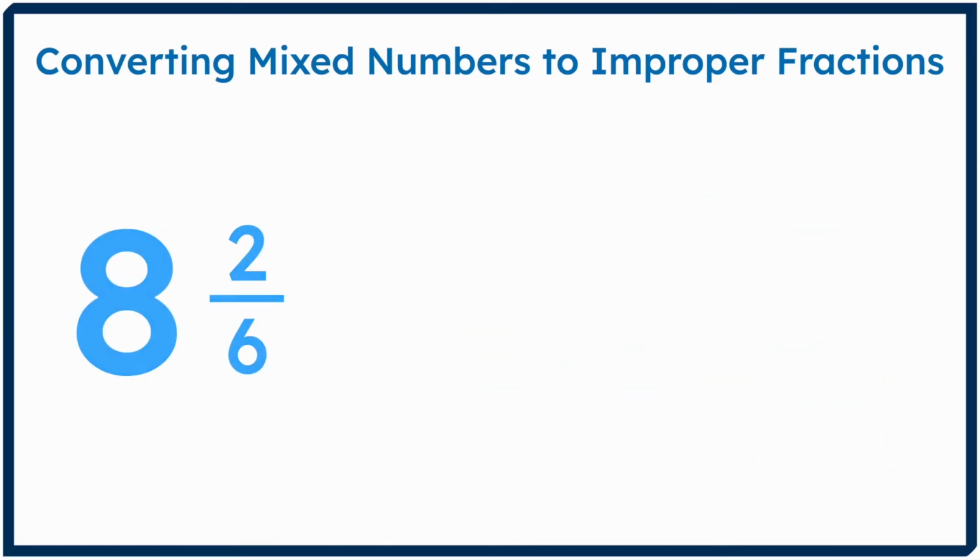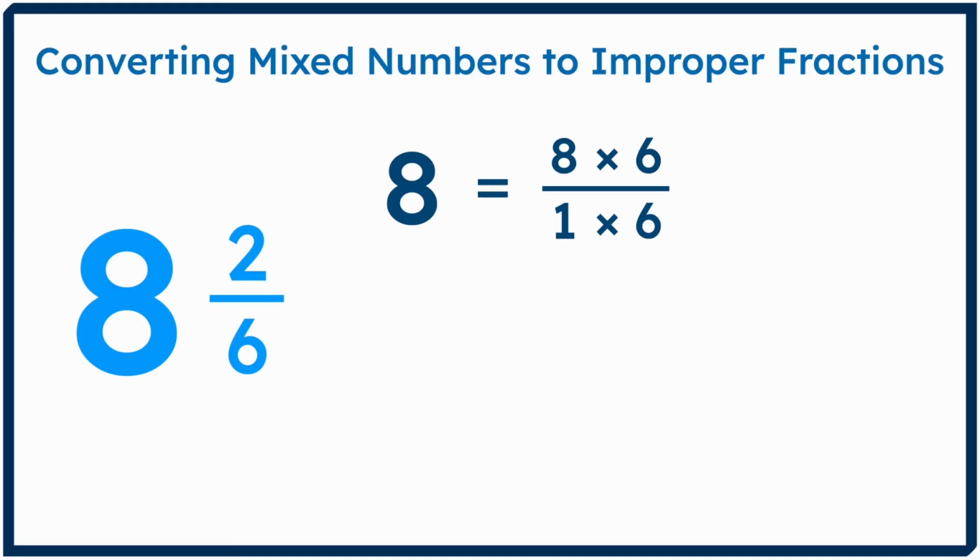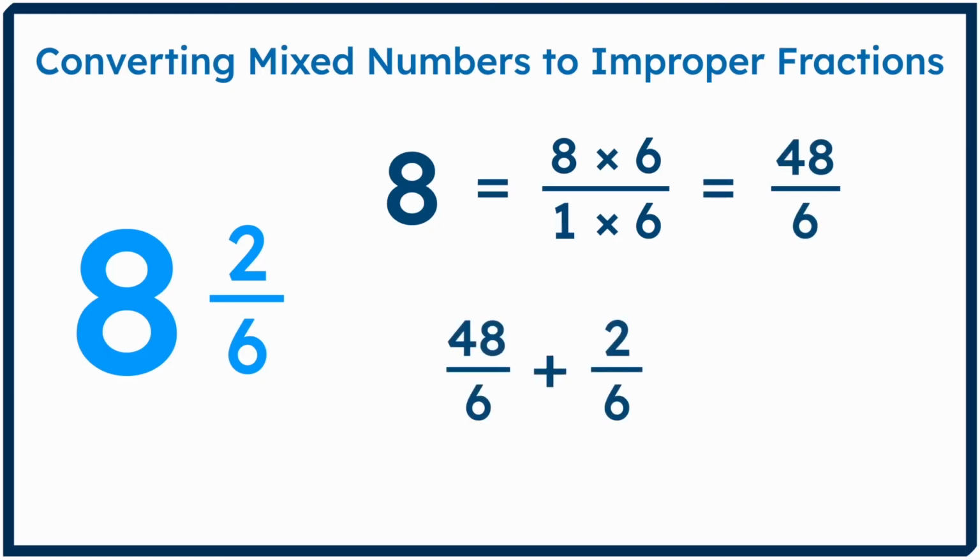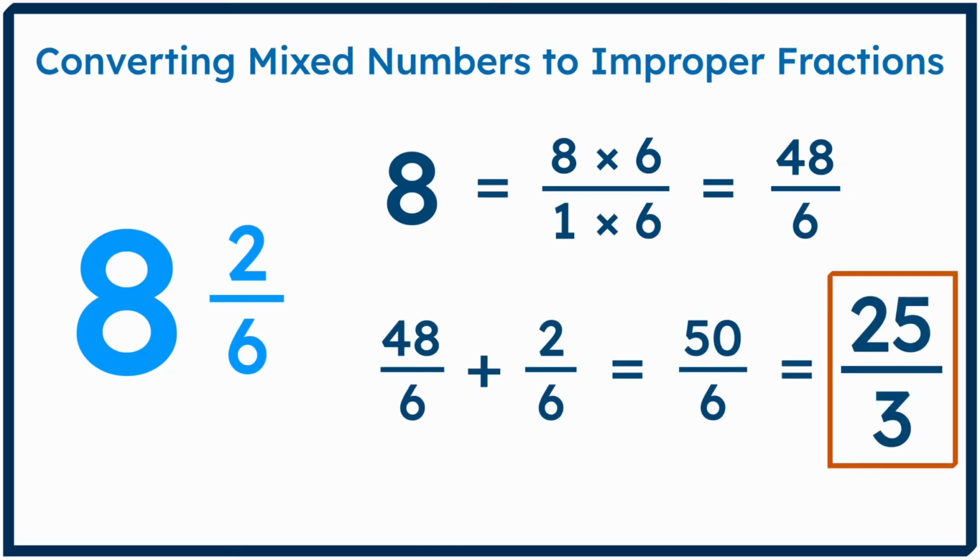Nice. Let's take a look at another example. We want to convert 8 2/6 to an improper fraction. Let's use multiplication and addition here. First, we'll rewrite 8 as a fraction, 8/1. Then we'll multiply the numerator and denominator by 6, since 6 is going to be the denominator of our improper fraction. Simplifying, we get 48/6. And now, all we need to do is add 2/6 to 48/6, and we get 50/6. So 50/6 could be our answer, but we can actually reduce this to 25 thirds. So 8 2/6 is the same as 25 thirds.